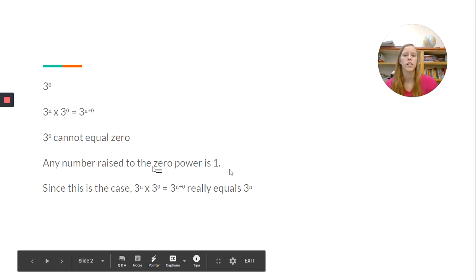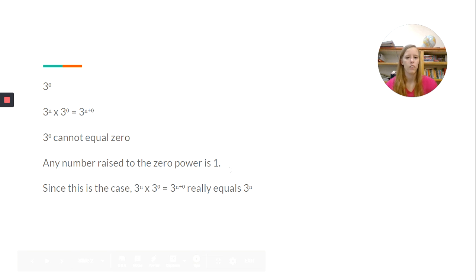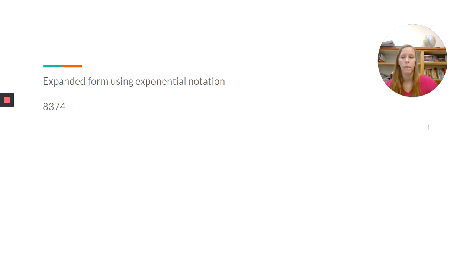So what happens when you have a 0 exponent? Any number raised to the 0 power is 1. So up here we have 3 to the 0, that's going to be 1. So what this really looks like is 3 to the nth times 1. Okay, which is shown down here. It really just equals 3 to the n.